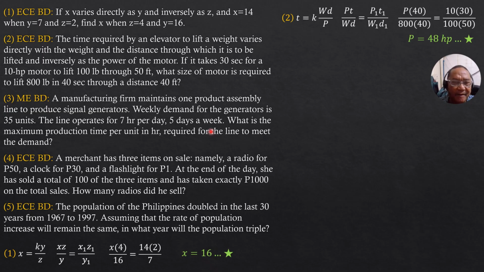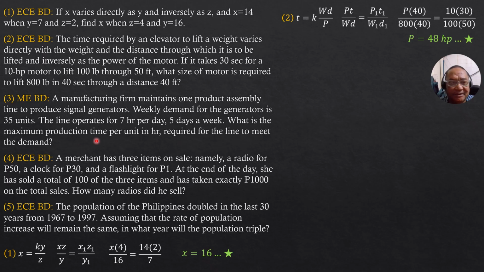Number 3, a manufacturing firm maintains one product assembly line to produce signal generators. Weekly demand for the generators is 35 units. So the line operates for 7 hours per day, 5 days a week. What is the maximum production time per unit in hours required for the line to meet the demand?